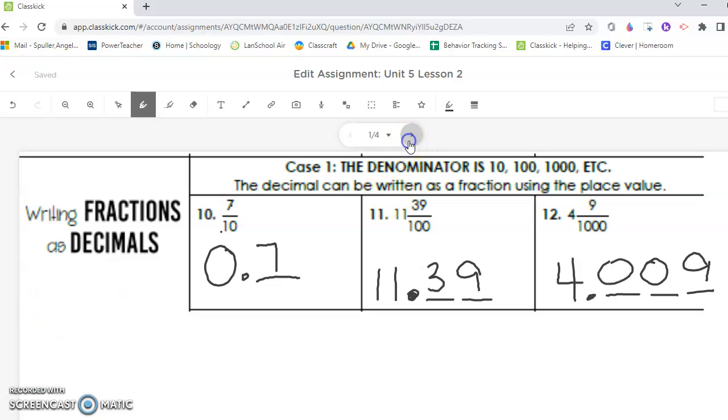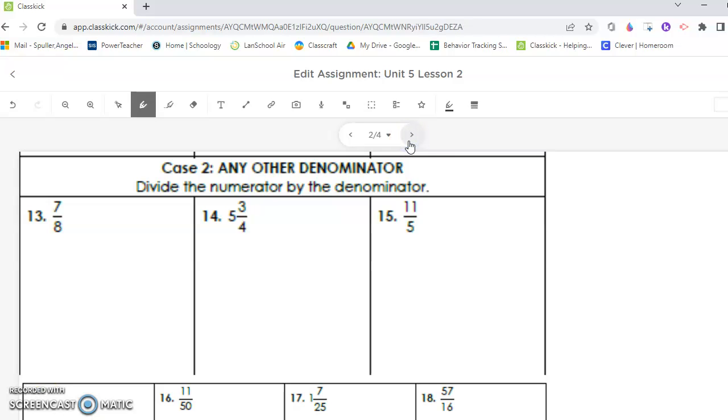Great job. Oh, actually, I'm going to show you a second thing. I thought I was going to give you some practice, but not yet. You'll get some practice here in a little bit. Here is if it's not a multiple of 10. So when we have 3/10, 3/100, stuff like that, that's easy, right? But when we have other denominators besides tenths or hundredths or thousandths, we have to divide.